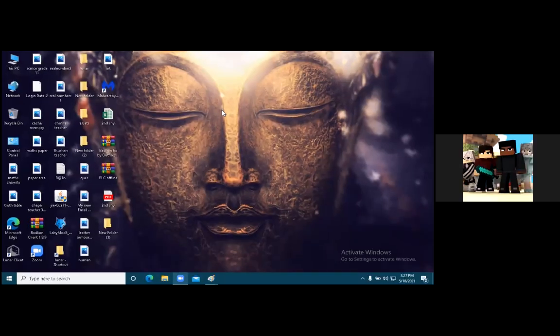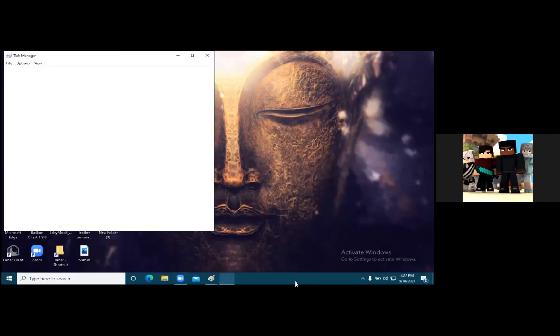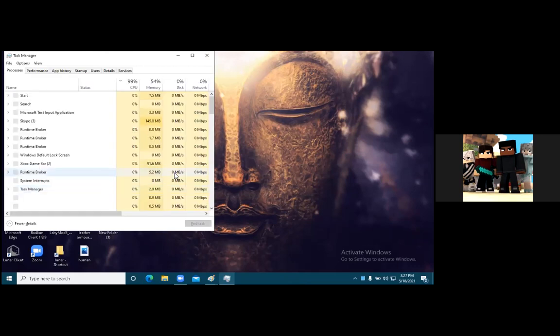Okay, so yes, I can see the stream now. So can you open the task manager? Right click on the taskbar and open task manager. Yes, just right click there and open the task manager. Yes, I can see it.